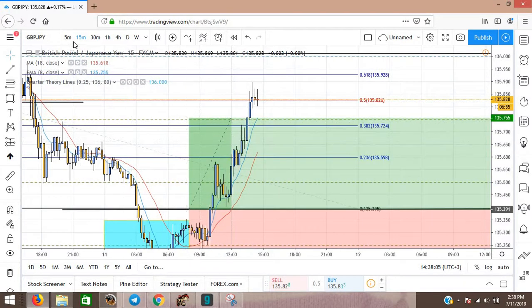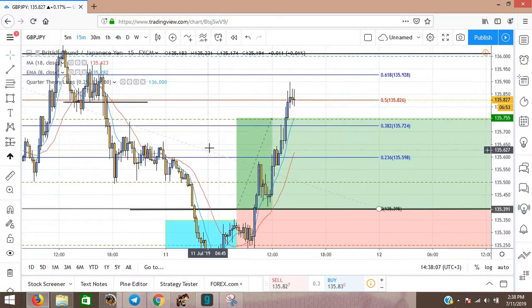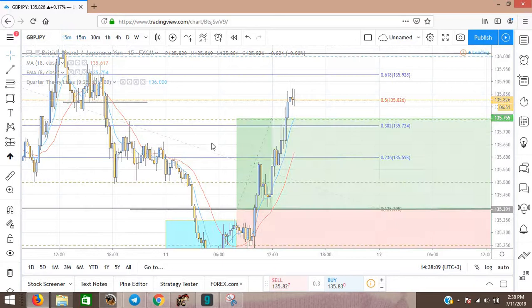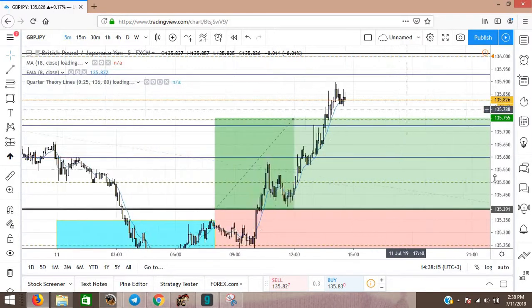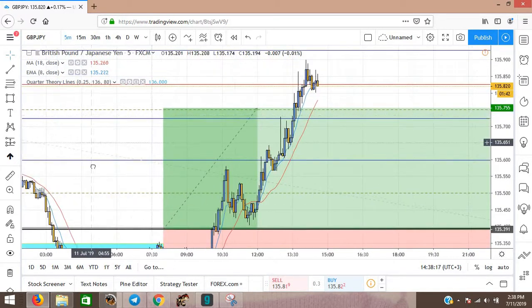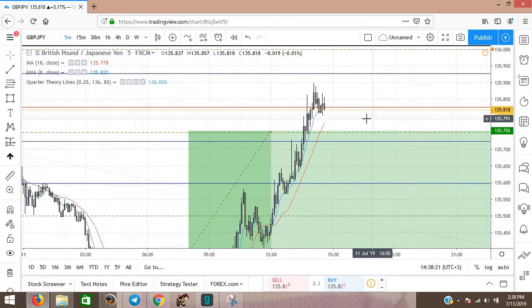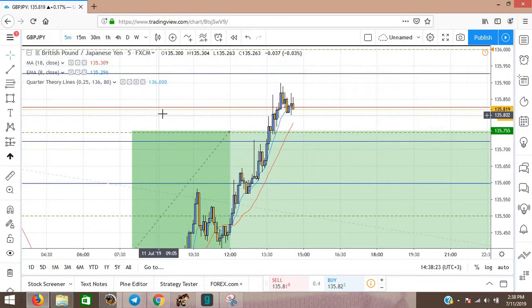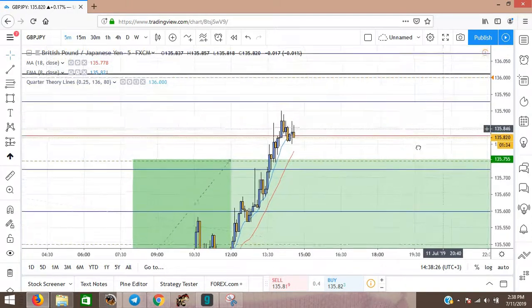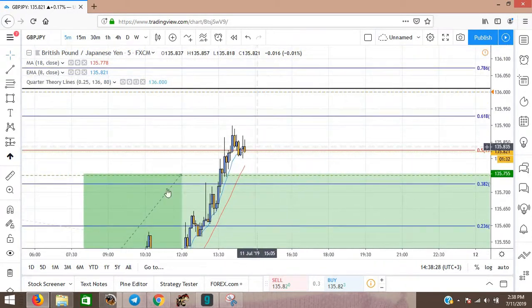So if you want to wait for a break of structure, you can wait on the 15-minute or the 5-minute, expecting that the market will either continue going bullish or break structure to indicate that the market is actually exhausting. So you can follow through. Already it's at around 50 plus pips.